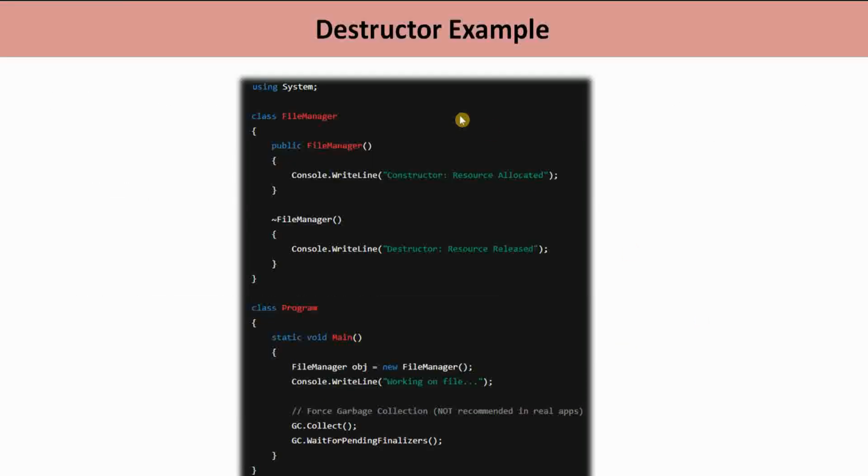Next we have a destructor example, where we create one class with one constructor, and this one is the destructor. Before the class name we use this tilde symbol to identify it as a destructor. Next we create an instance of this class, and then we call these garbage collector methods manually. Now let's see this in Visual Studio.